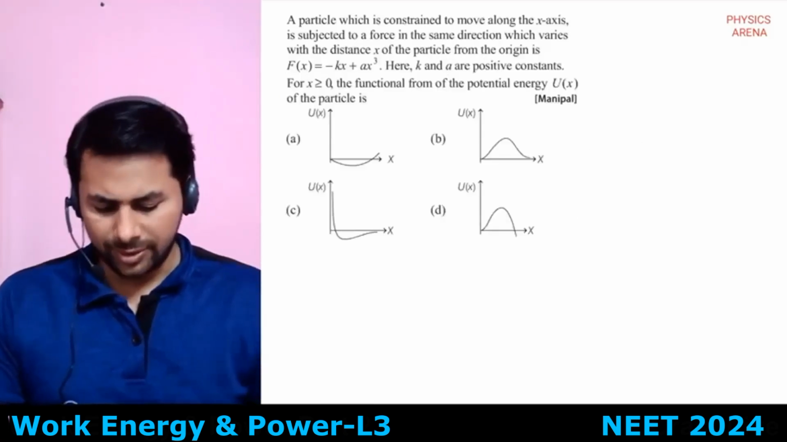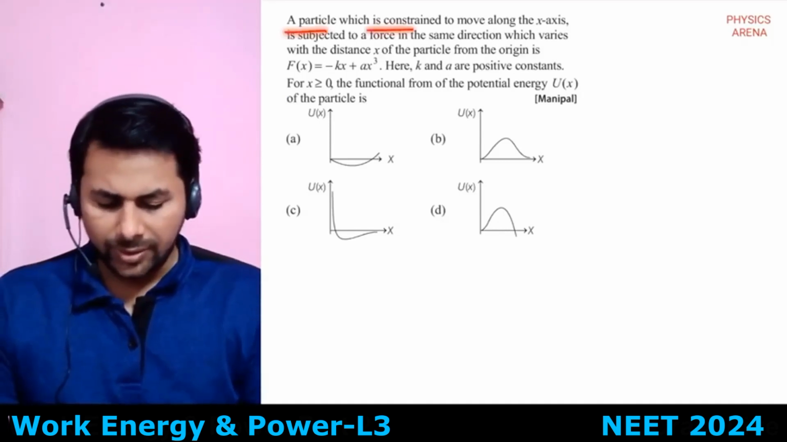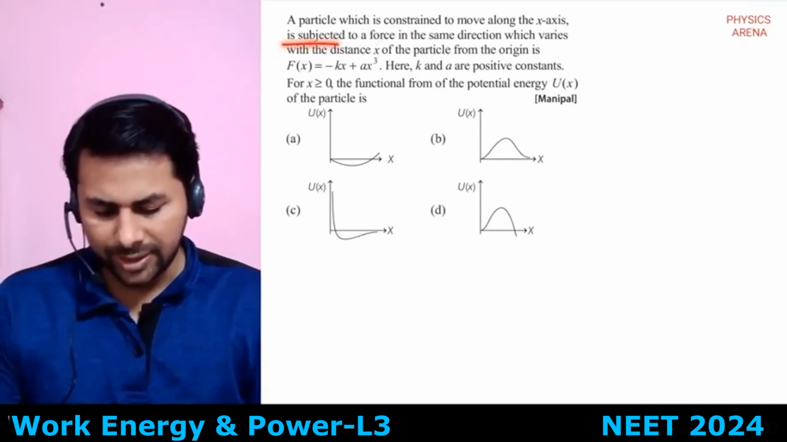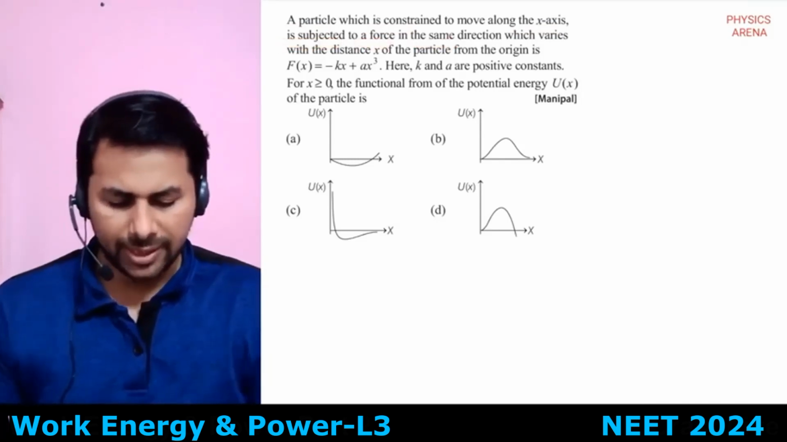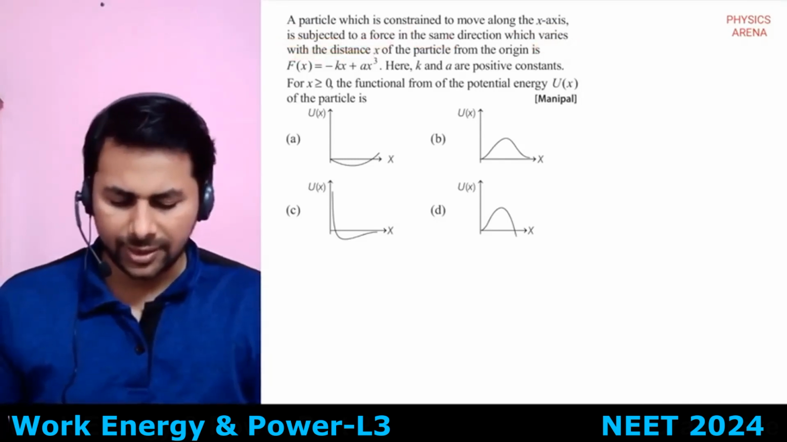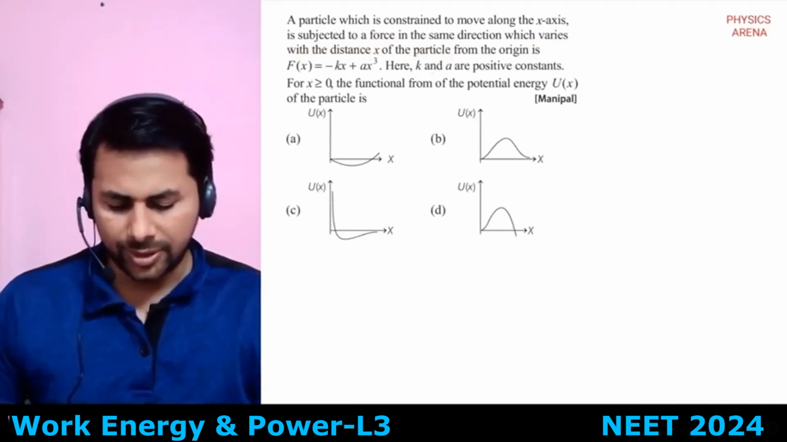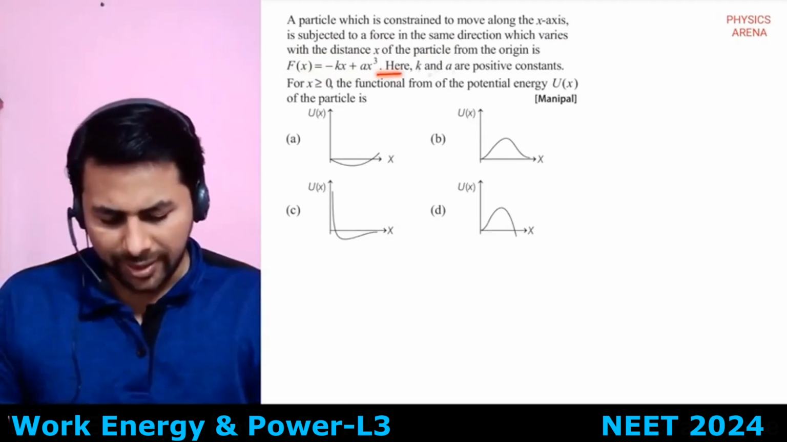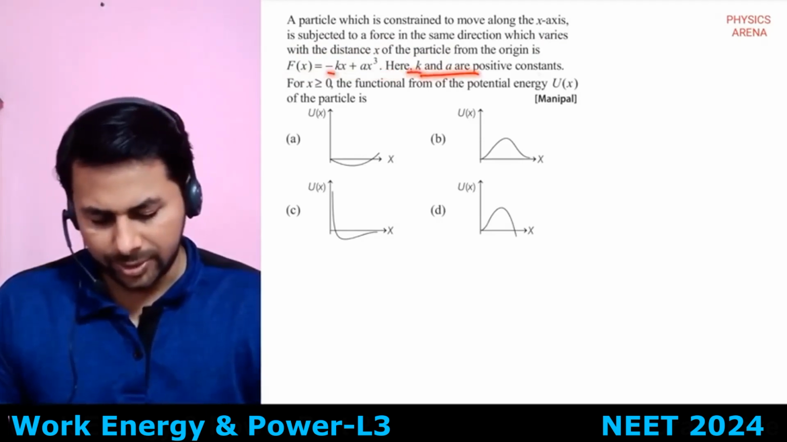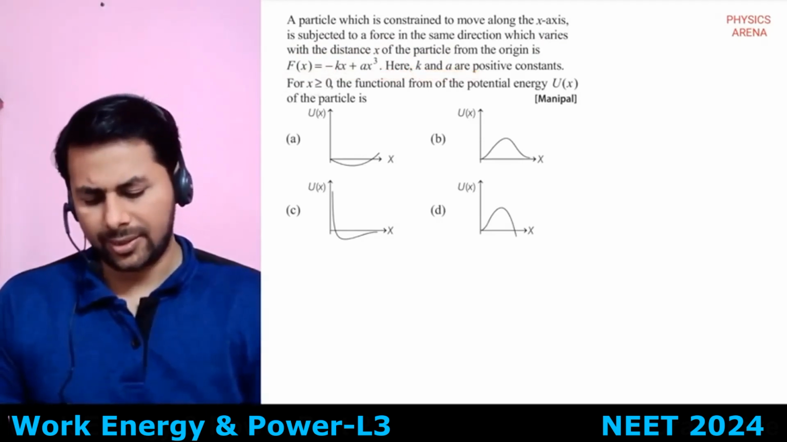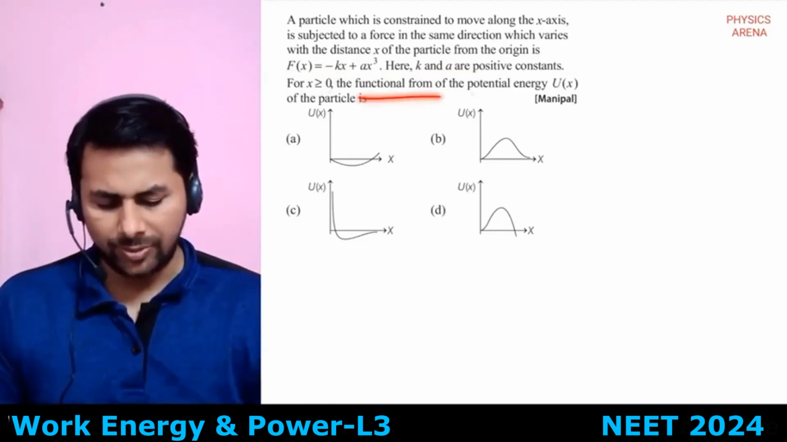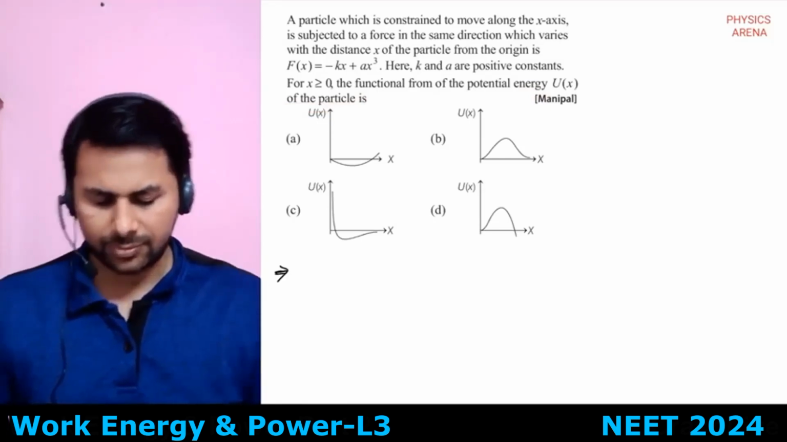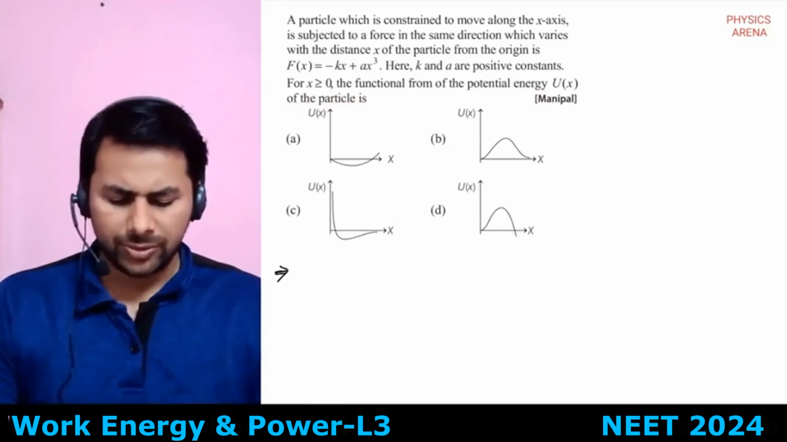All right. Let's see the next one. A particle which is constrained to move along the x-axis is subjected to a force in the same direction, which varies with distance x of the particle from the origin as given by this formula. Here k and a are positive constants. For x greater than or equal to 0, the functional form of the potential energy of the particle is, tell me. What should we do?